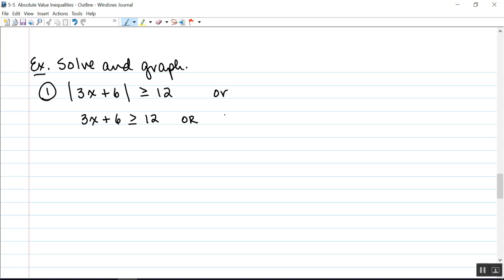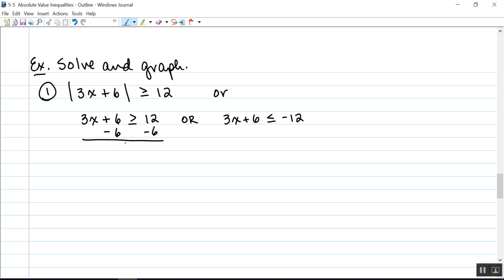And now take the stuff between the bars, and instead of a greater than or equal to, make it a less than or equal to, and instead of a positive 12, make it a negative 12. So what was between the bars is going to be greater than a positive number or less than a negative number. And now let's just solve each part.